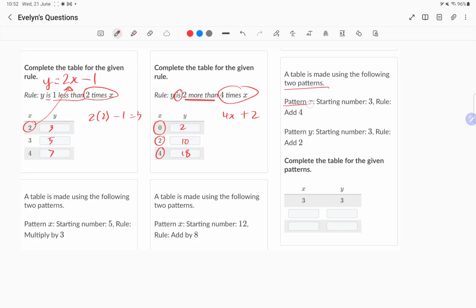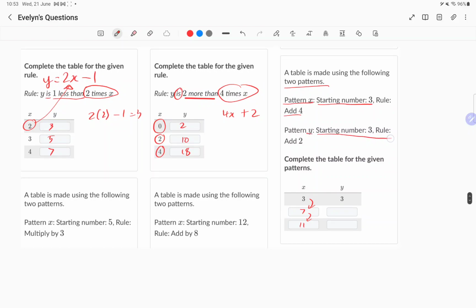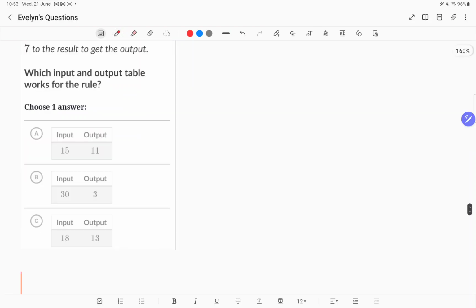Using the following two patterns. For X, the starting number is 3, and then you add 4. So you add 4 to each of these: you get 7, add 4 again, you get 11. And for pattern Y, starting is 3, and then you add 2 to each. So add 2 would be 5, add 2 would be 7. All right, so that's it. You just follow the instructions. So if you can't do a question, make sure you read the explanations before moving on.